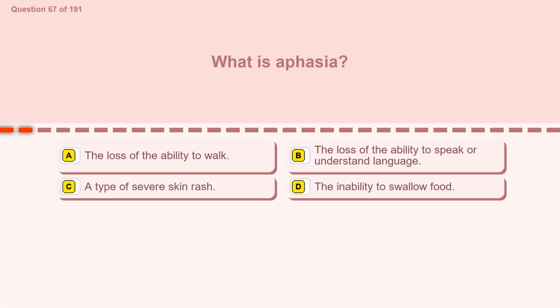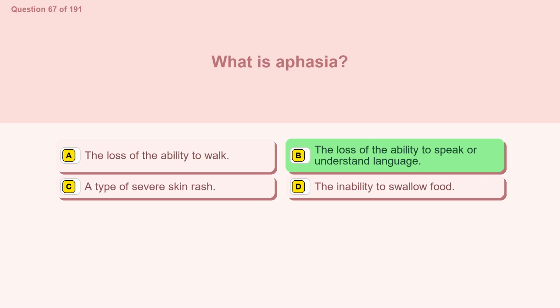Question 67. What is aphasia? Option A. The loss of the ability to walk. Option B. The loss of the ability to speak or understand language. Option C. A type of severe skin rash. Option D. The inability to swallow food.